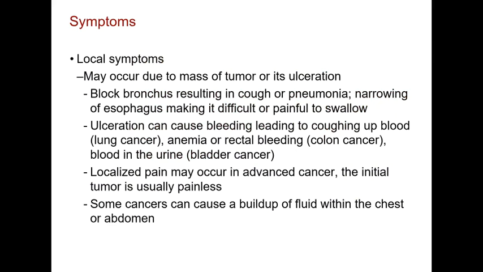So the symptoms can be local symptoms. For example, those symptoms that occur at a specific body part. They may occur due to the mass of the tumor or its ulceration. When this tumor grows in a particular tissue, it pushes the cells around it. So we see that this abnormal growth can lead to certain signs and symptoms appearing. Plus, there is also ulceration. This ulceration can lead to bleeding and other complications. So those kinds of signs can also come.